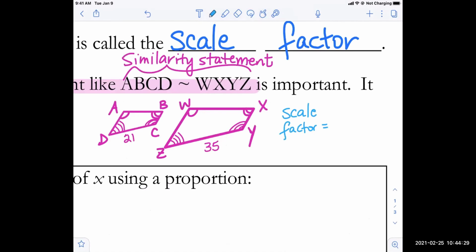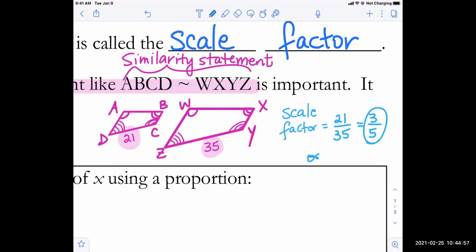Just compare the corresponding sides. It's a fraction, so it's 21 to 35. And then what does that reduce to? Ryan, what can you divide out of the top and the bottom? So 3 over 5. Scale factors we always want to give as a simplified fraction.